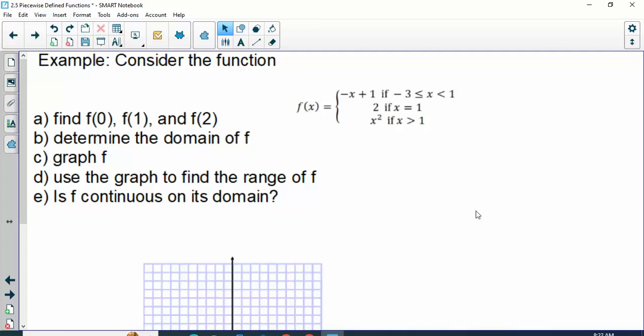So the first ones, I'm not asking you to graph it quite yet. We're going to. But if I ask you to find f of 0, it's a function. So we know when we plug in 0, we can only get one answer out, correct? So we need to know which of the 3 pieces do I plug it into if I'm asking for f of 0?